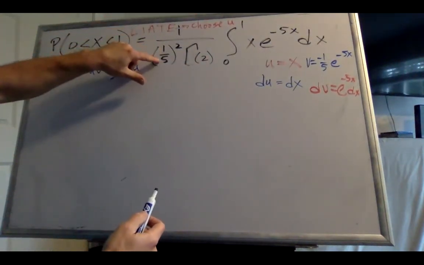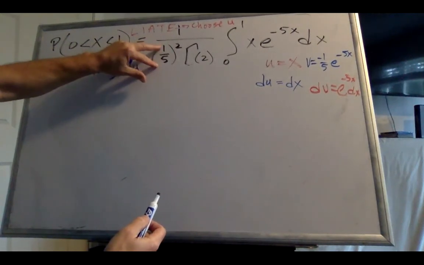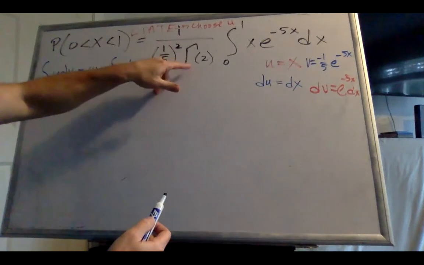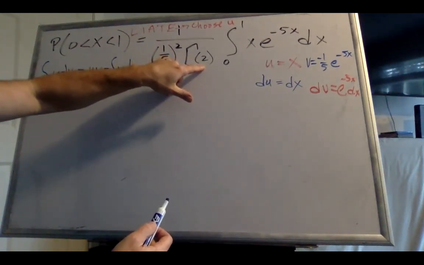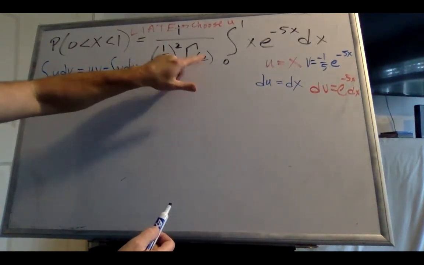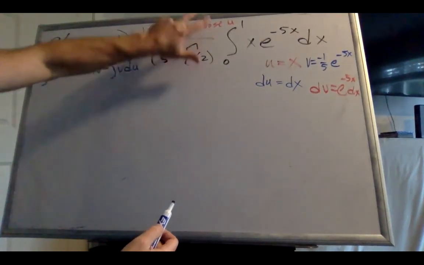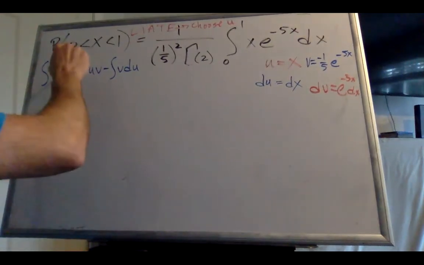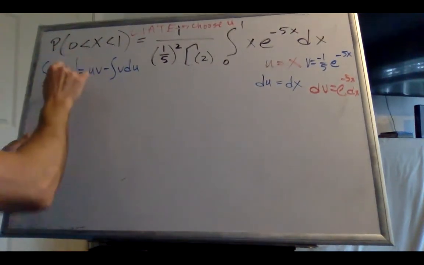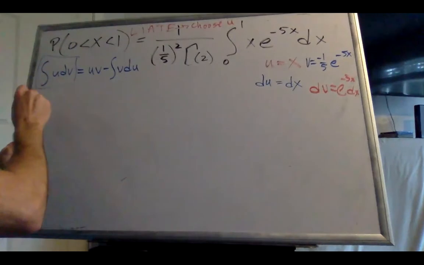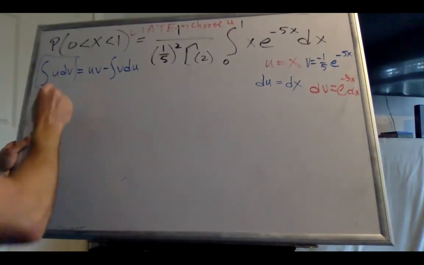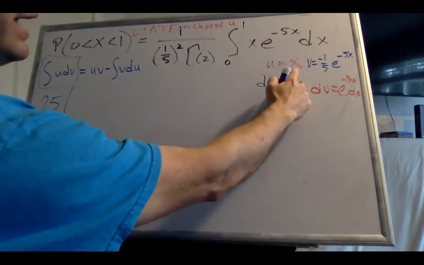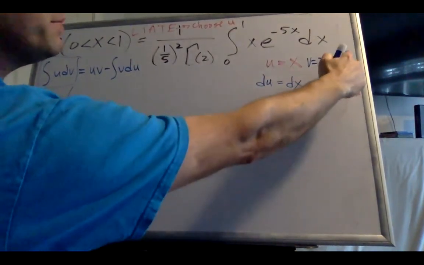So 1/5 squared is 1/25, but it's on the bottom of a fraction. So the 25 can flip to the top of all of this. Gamma of 2 is actually 2 minus 1 factorial. So this is just 1 factorial, which is 1, which means this whole entire thing can turn into 25. So instead of writing 25 times udv, we can write 25 times uv. So that would be x times minus 1/5 e to the minus 5x.